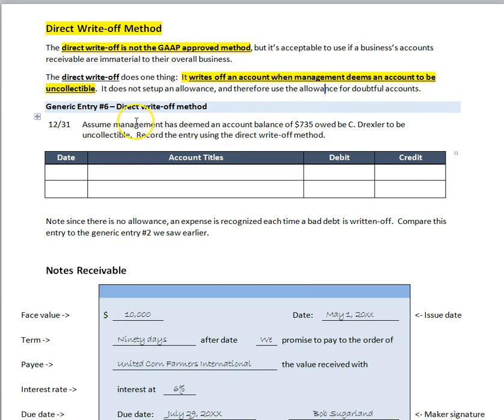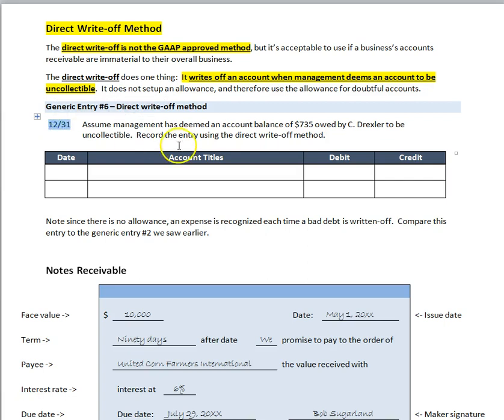Alright, so let's see the only journal entry that we should see under the direct write-off when management deems an account of $735 owed by C. Drexler is uncollectible.